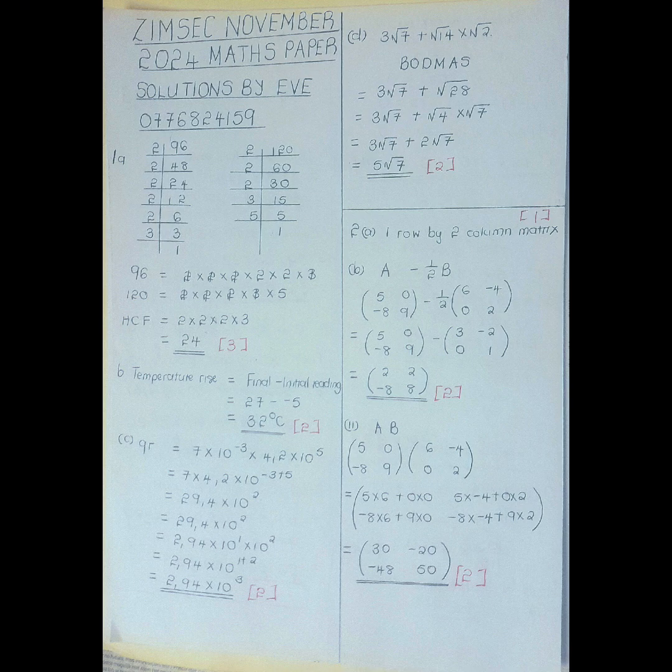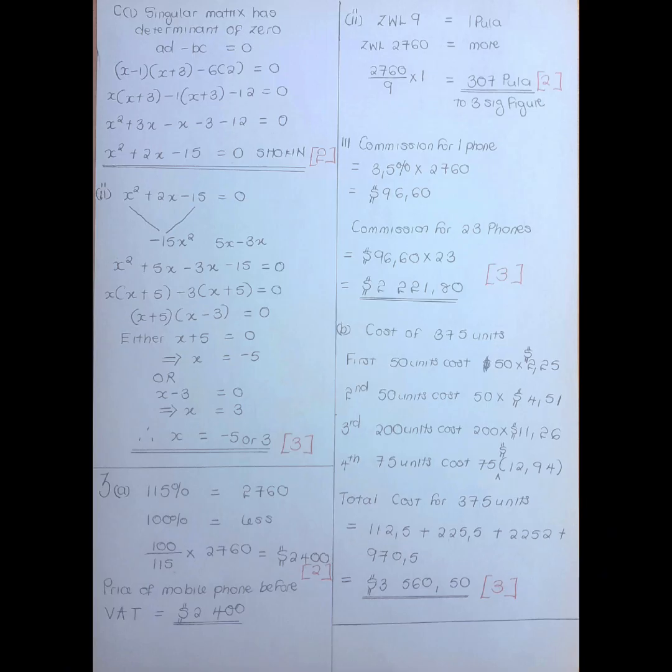And then the next question was saying the matrix x minus 1, 2, 6, x plus 3 is singular. Form an equation in x and show that it reduces to x squared plus 2x minus 15 is equal to 0. So you need to know that a singular matrix has a determinant of 0. So if we say AD minus BC, we are going to get 0. We do our expansion and add the like terms for us to have x squared plus 2x minus 15 is equal to 0.